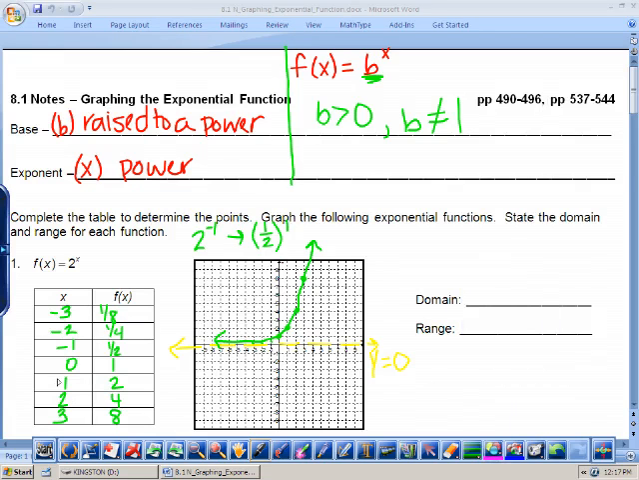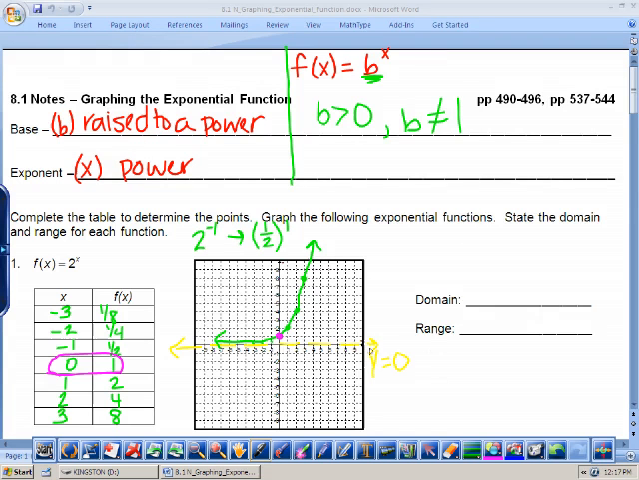All right, and I want to draw your attention to this point right here, (0, 1). Is that point dependent on our base? No. No matter what base we put in there, if we raise it to a 0 power, it's going to be 1. So this point is always a part of your parent functions, no matter the base. You're always going to have that point, and you're always going to have the horizontal asymptote at y equals 0.